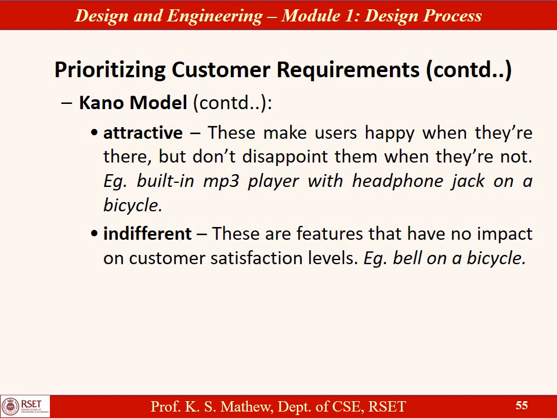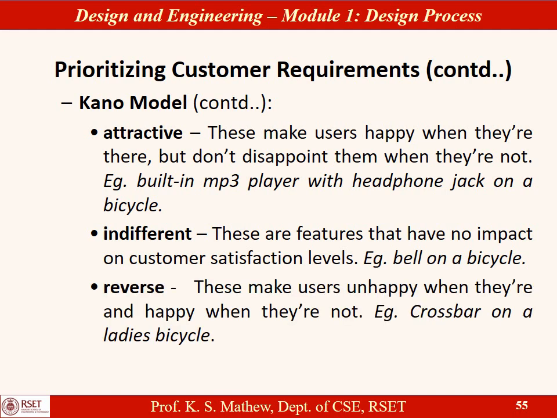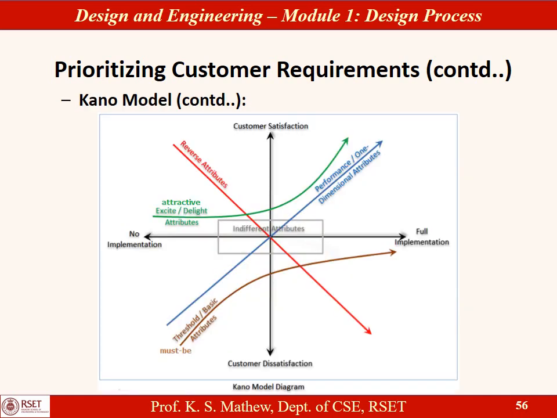Indifferent. These are the features that have no impact on customer satisfaction levels. The customer will be neither satisfied nor dissatisfied, irrespective of whether the feature is there or not. For example, a bell on a bicycle. Reverse. These are the features which, if implemented, will make the customer unhappy. If not, the customer will be happy. For example, a crossbar on a lady's bicycle.